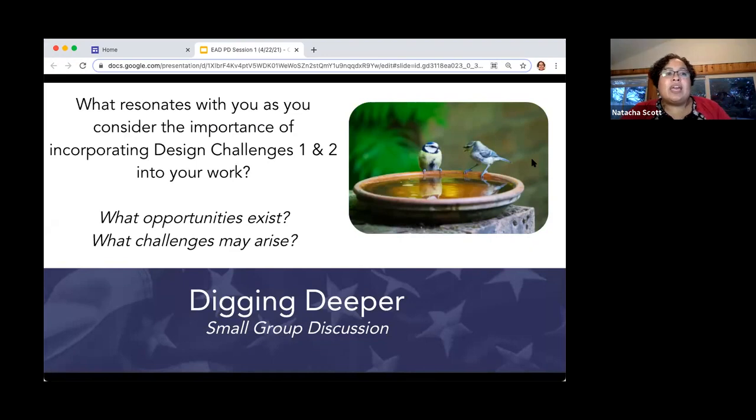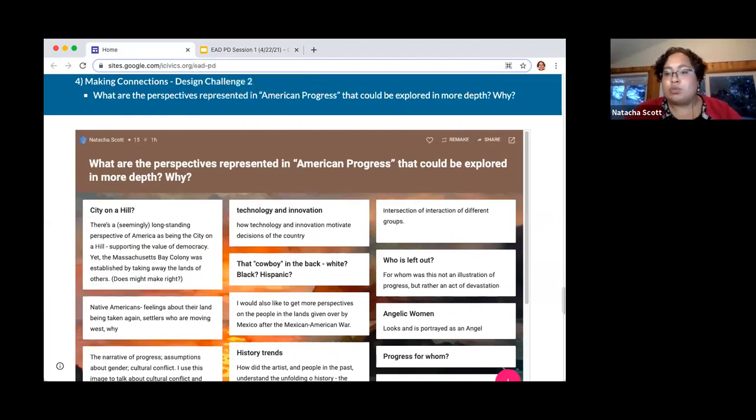So what we're going to do is take this question: what resonates with you as you consider the importance of incorporating design challenges 1 and 2 into your work? As our design challenges say, we know there are opportunities, both in curriculum and in experiential experiences that our kids could be engaging in, but we also know there are challenges. We're realists here. So we're going to break up into groups, and I'll break you up in a minute. Let me just go over directions first.